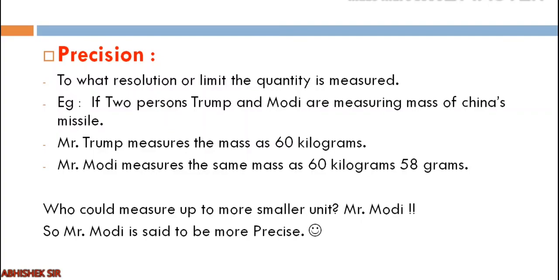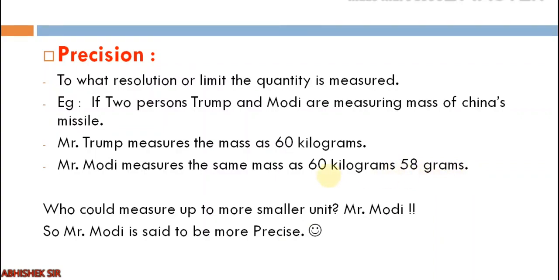Now here we have two great personalities. If two persons, Mr. Trump and Mr. Modi, are measuring the mass of China's missile. Okay, so such a heavy missile it is, and Mr. Trump measures the mass as exact 60 kilogram. Remember, 60 kilogram. Okay. Now Mr. Modi takes the same measurement of the missile and his measurement comes out to be 60 kilogram and 58 gram, right?